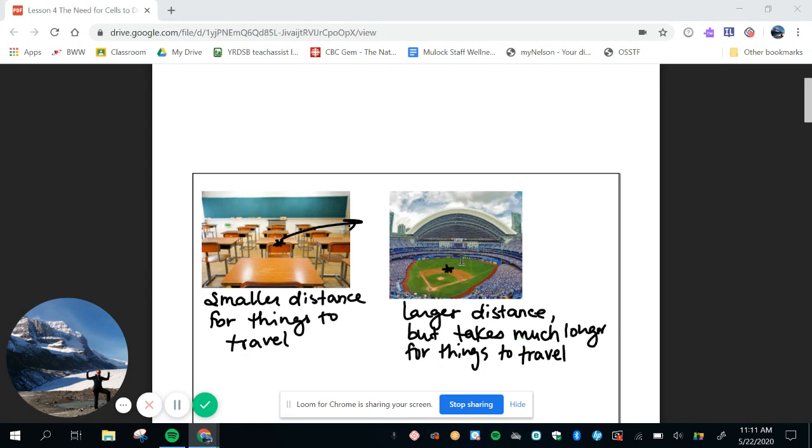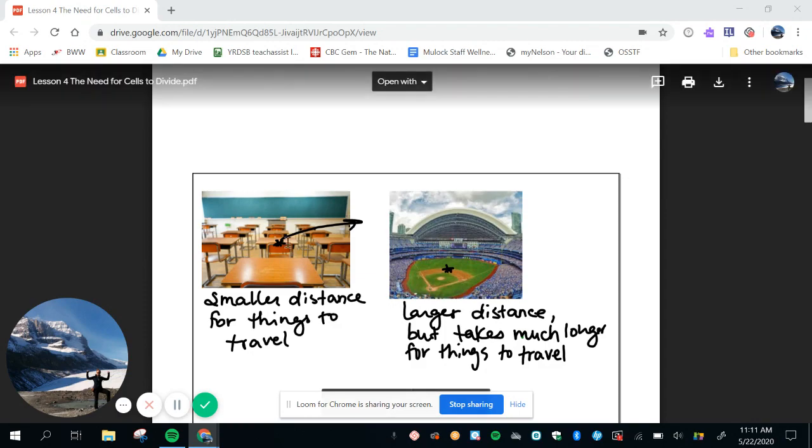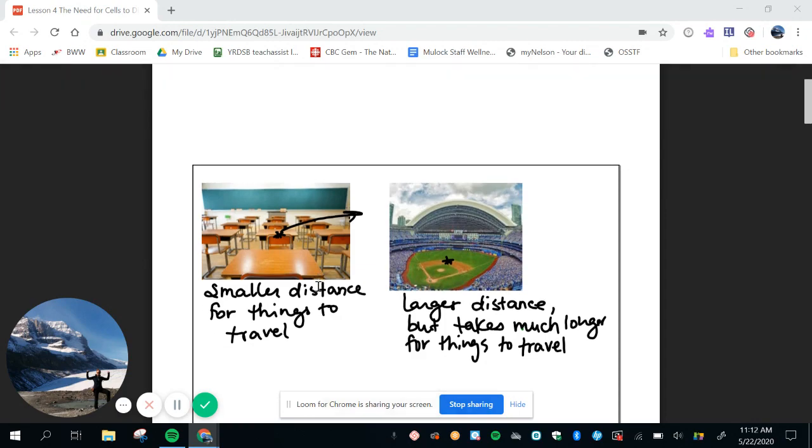If you're standing in the middle of Rogers Center and someone outside of the building wants to give you your lunch, it's going to take them a really long time to get all the way into the cell, or all the way into the middle of the stadium. So that's the same idea with cells. We need to be able to get in food and other things that the cell needs. So a smaller cell is way better than a larger cell.